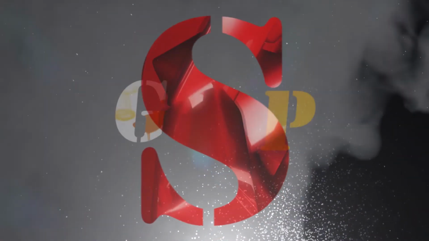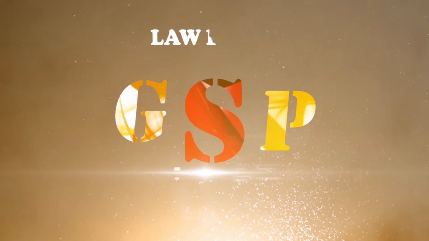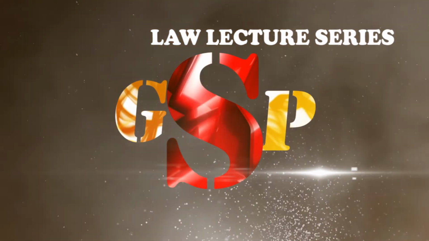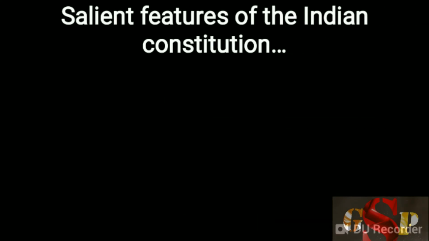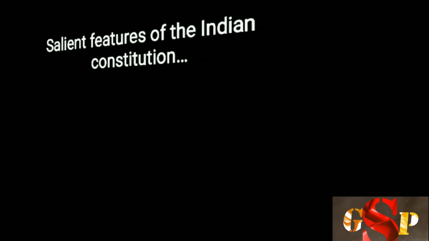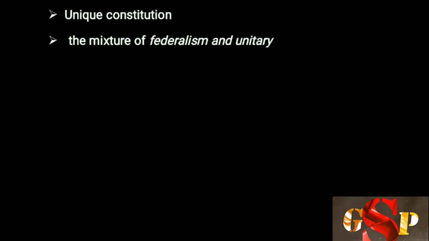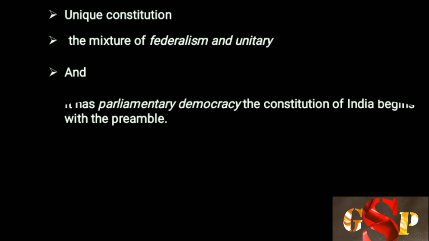Good morning, friends. G S Phunde's Law Lecture Series welcomes you to the very first lecture, called Salient Features. Salient features are nothing but the most important characteristic features of the Indian Constitution. Now, the Constitution of India is a unique constitution. It provides for a mixture of federalism, unitarism, and flexibility with rigidity. India has a parliamentary democracy.